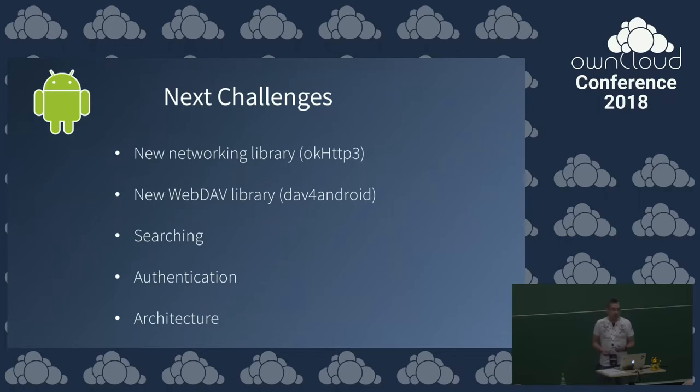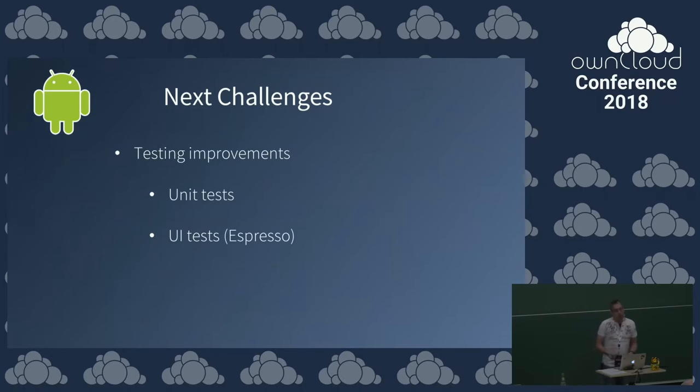Also, we will work on the searching feature. Also important to search for your content in your folder structure. Also, we will improve authentication, and we will keep including architectural changes that give us the possibility to improve our quality. Changing the architecture will let us design more unit tests and also improve the UI tests we are using, developed with Espresso.